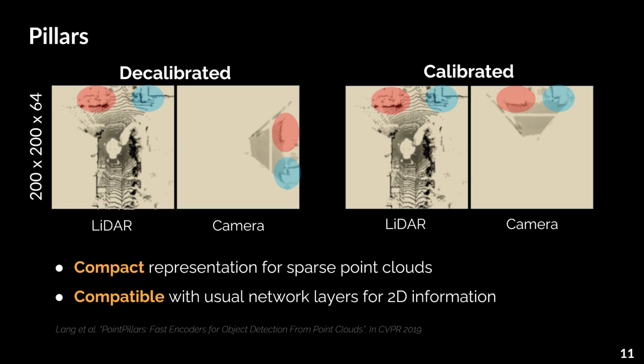Advantages of using pillars as a representation of a 3D space are that it is a compact representation for sparse point clouds, like those of LiDARs and pseudo-LiDARs. Furthermore, it is also compatible with usual network layers, which is really convenient in terms of engineering.